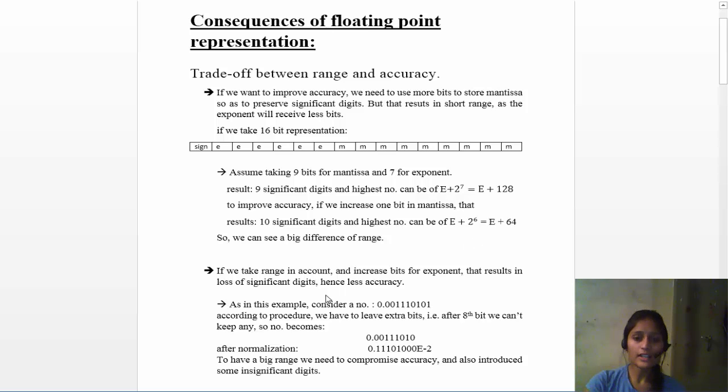Second thing, if we take range into account and increase bits for exponent, that results in loss of significant digits, because if we keep 8 bits for mantissa and the rest for exponent, for any number we cannot keep any extra bit, we have to truncate. Even if that is significant, we have to leave it off. We can see with this example, we have some number of bits and we have to take only 8 bits, so we need to truncate the last one from the actual number, and after normalization this number becomes this. So we are introducing insignificant digits. It leads to less accuracy.